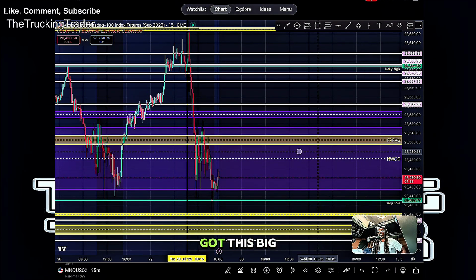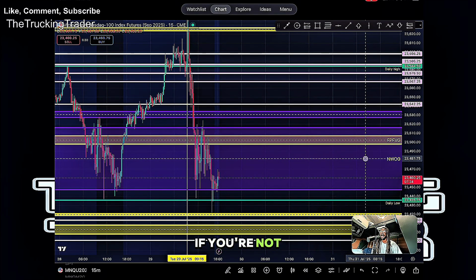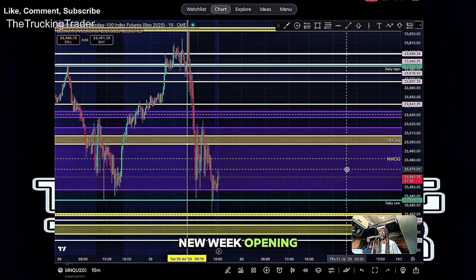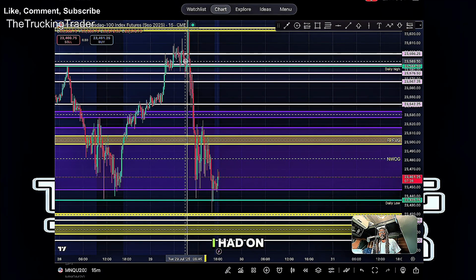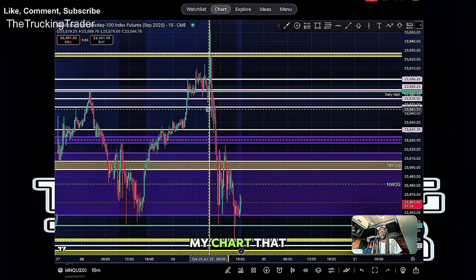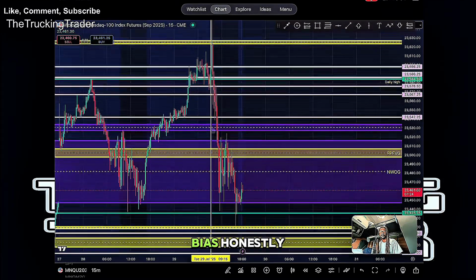And obviously we got this big new week opening gap, which is always going to be like a magnet to price. If you're not using the new week opening gap, you may want to consider using a new week opening gap, right? So that's what I had on my chart. That was my little bias.